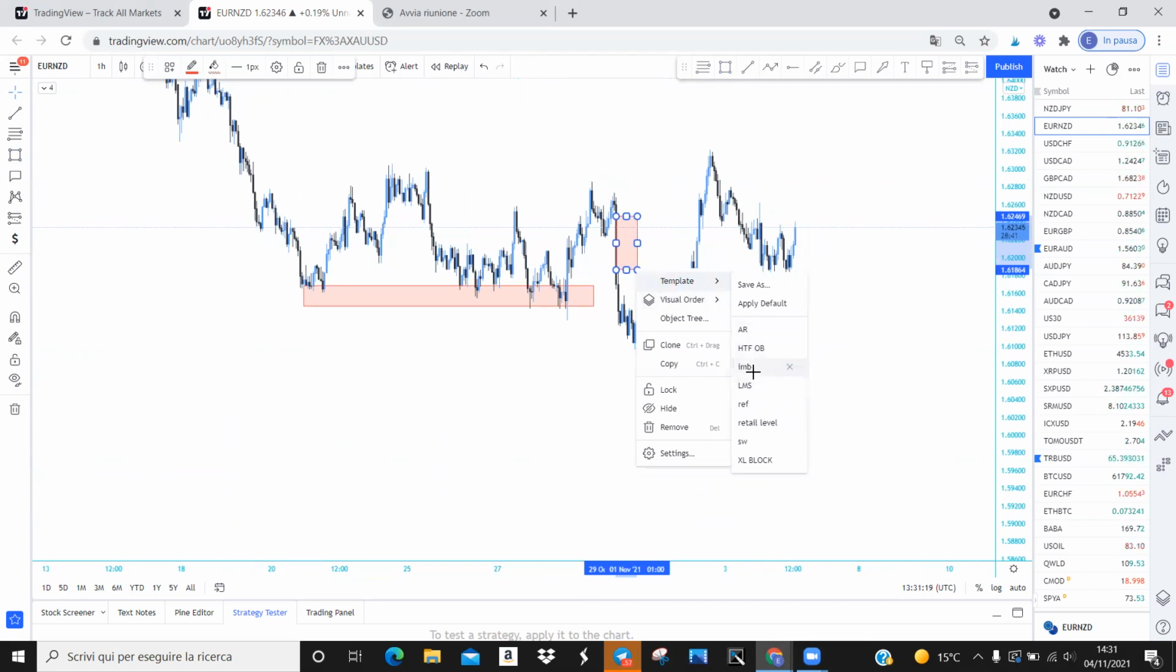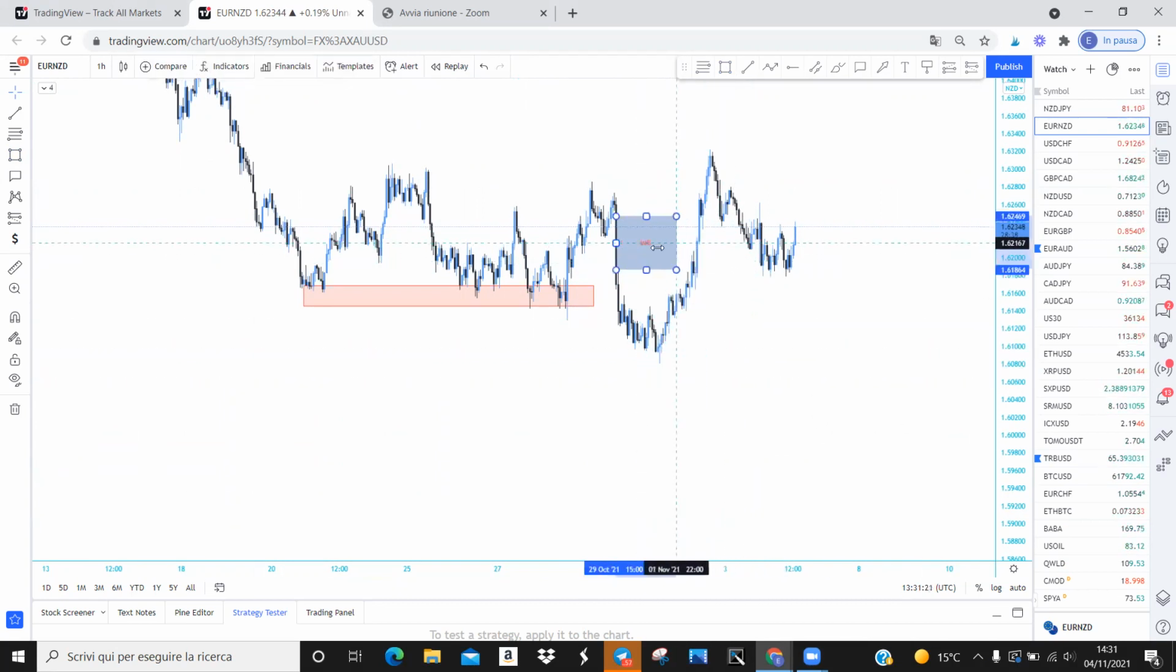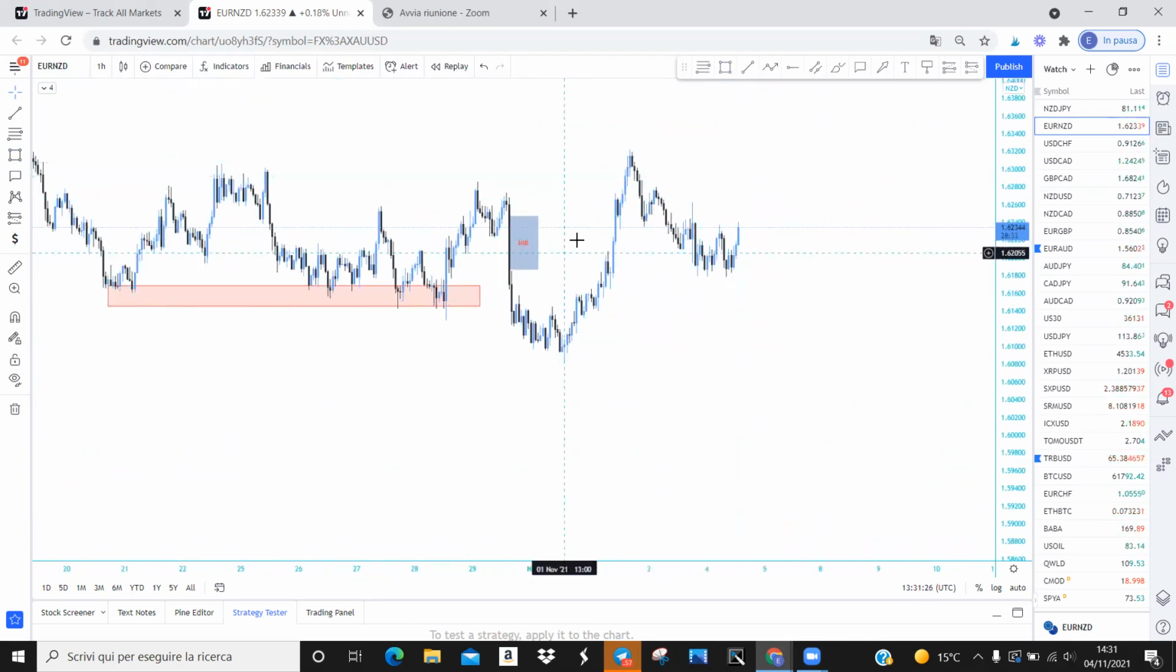Right here, imbalance. Sometimes I drag it out. Sometimes I just leave it like this. I just need to know that there is imbalance at a certain level.